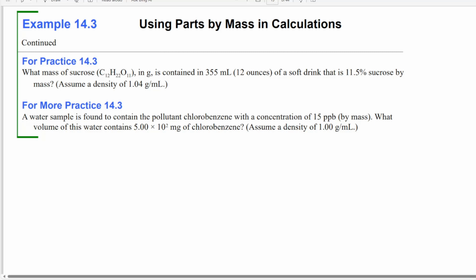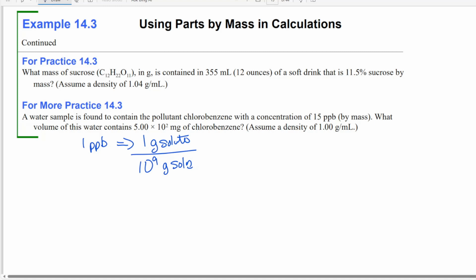Next we'll work 4 more practice 14.3. A water sample is found to contain the pollutant chlorobenzene with a concentration of 15 parts per billion by mass. What volume of this water contains 5 times 10 to the second milligrams of chlorobenzene, assuming a density of 1 gram per milliliter? Well, we know that a billion is 10 to the 9th, so 1 part per billion means, let's write this down, 1 gram of solute per 10 to the 9th grams of solution.